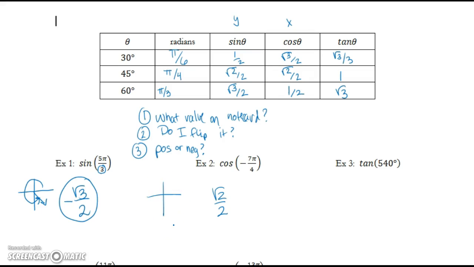And so we want to sketch the angle. The angle itself is negative. That doesn't mean the trig value is going to be negative. But the angle, if you notice, is in quadrant 1. And in quadrant 1, cosine is positive, so our answer is positive root 2 over 2.